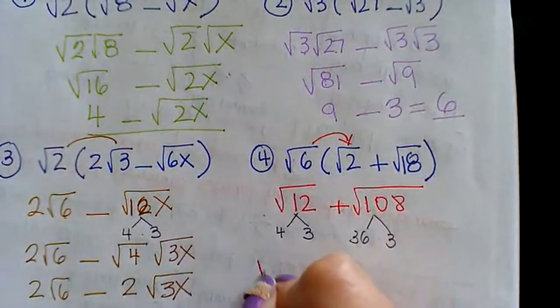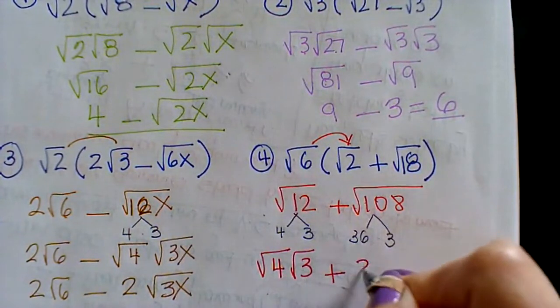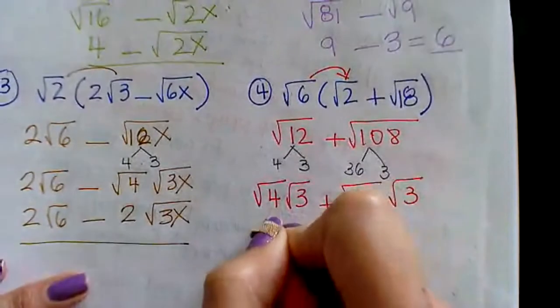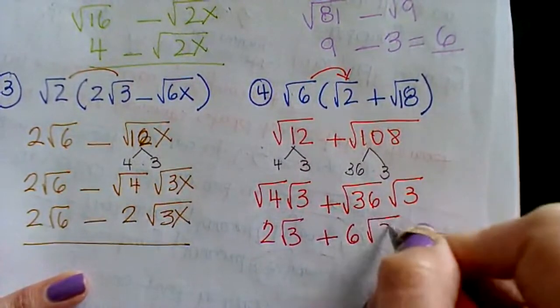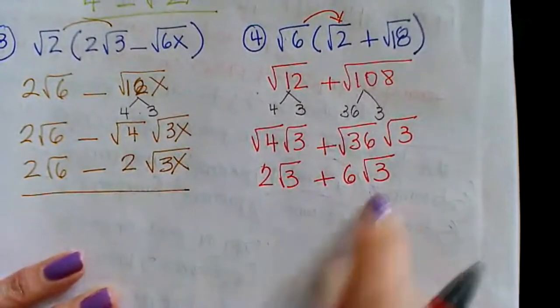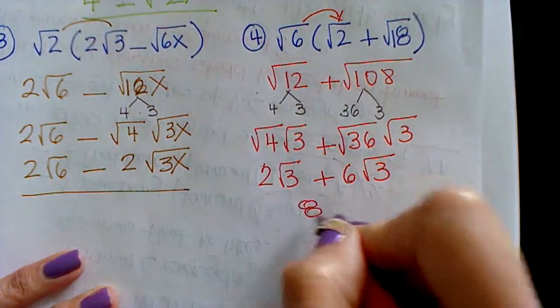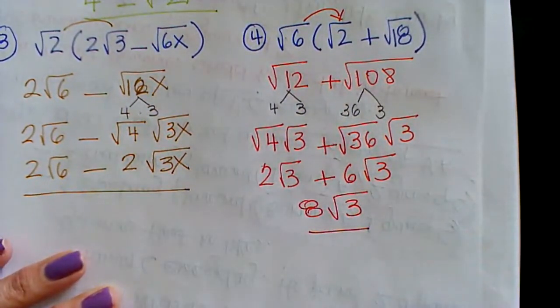So we have square root of 4 times square root of 3, and square root of 36 times square root of 3. Square root of 4 is 2. Square root of 36 is 6. Same radical. I'm going to add the coefficients, so it's going to be 8 square root of 3. That would be my answer.